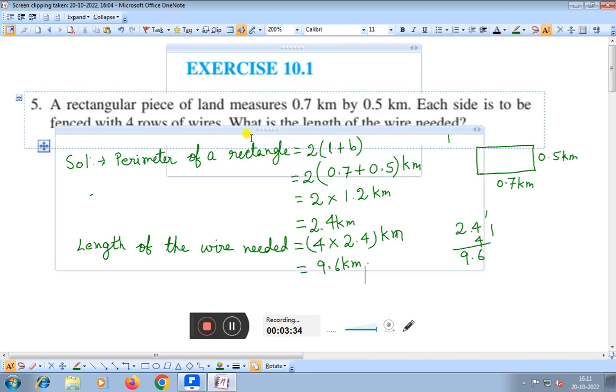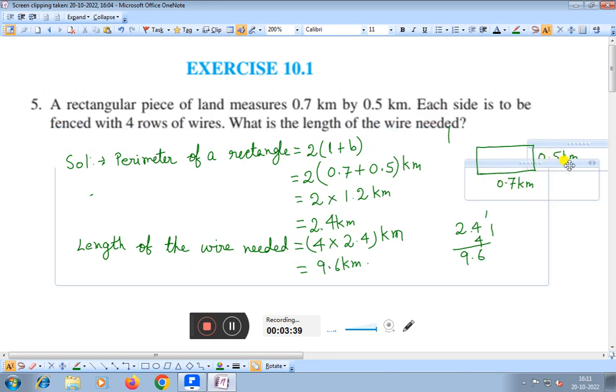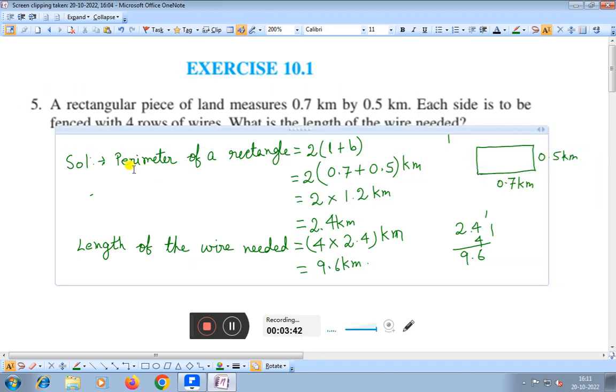First of all, you see the rectangular piece of land measures 0.7 kilometer by 0.5, that is length is 0.7 and breadth is 0.5 kilometer. First of all, we have to find the perimeter of the rectangle, that is 2 into length plus breadth. 2 into 0.7 plus 0.5, that is 2 into 1.2, and that is 2.4 kilometer, right? Now the length of the wire for 1 row of wire is 2.4 kilometer, but we have to give 4 rows of wires, right? That means length of the wire needed is equal to 4 into 2.4 kilometer, that is 9.6 kilometer.